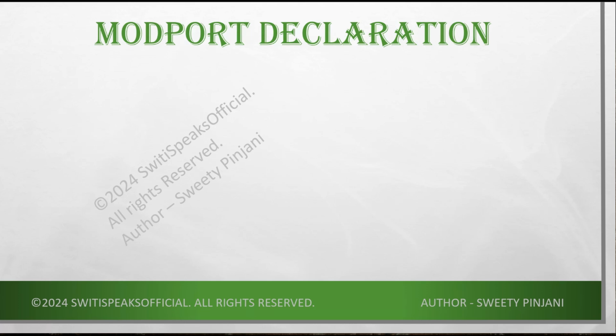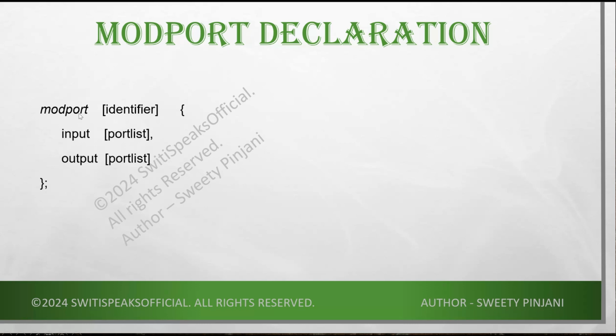Now let us see how to declare a Modport. The declaration goes something like this. You give the keyword modport, then specify the name of your Modport, then input, and whatever ports you want to specify as input, you can give all those ports, separated by commas. Whatever you want to specify as output, you can give all those ports separated by commas. So this is a very simple way to declare your Modport.